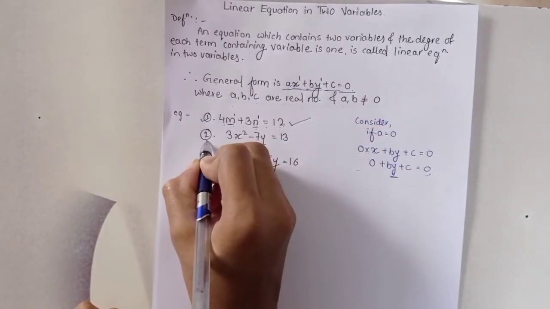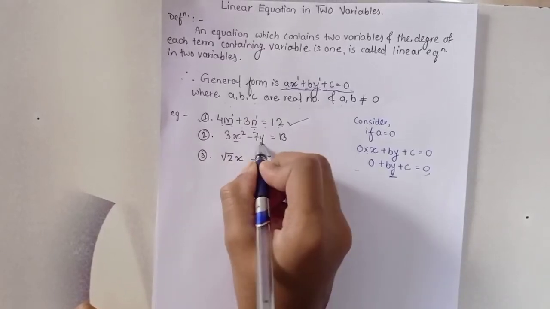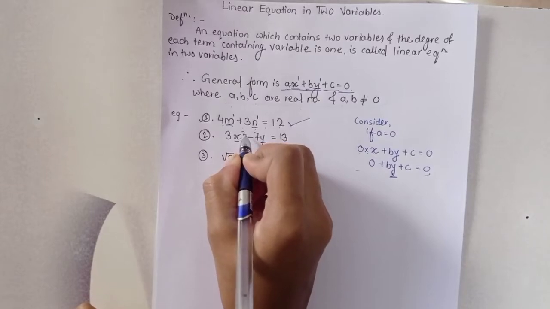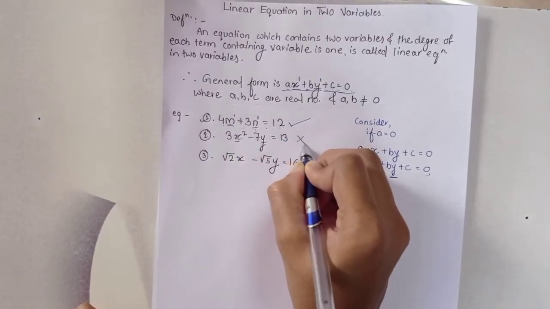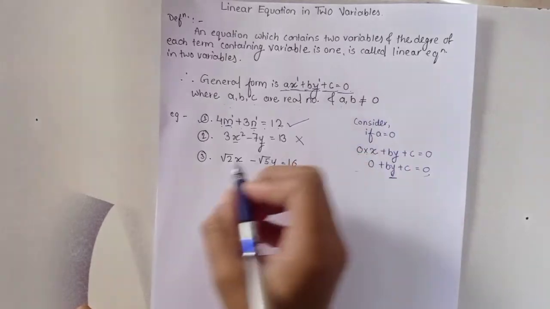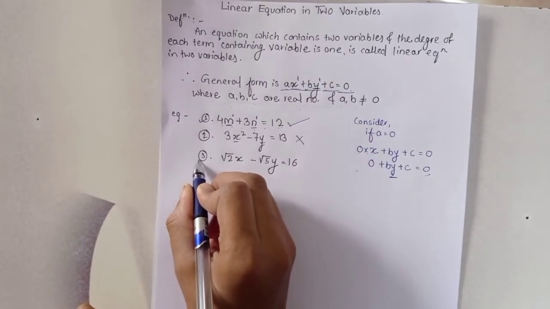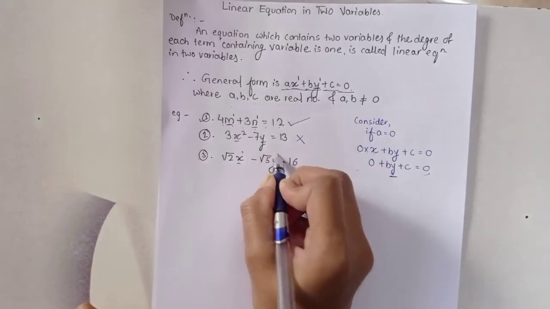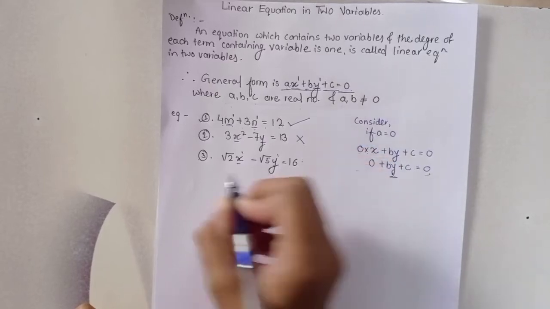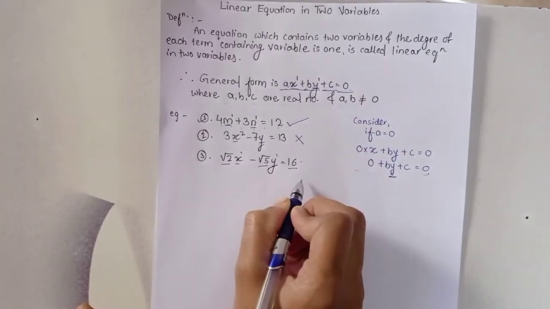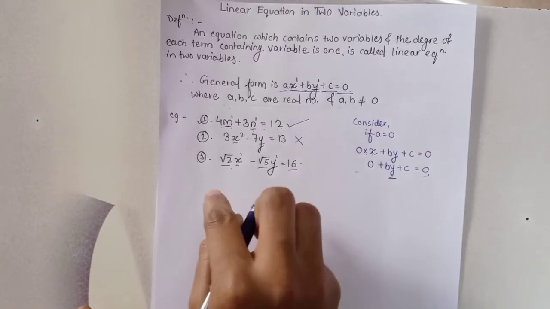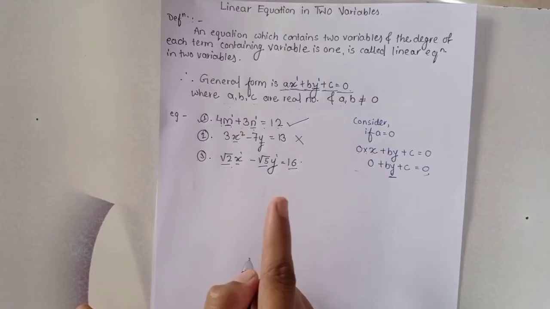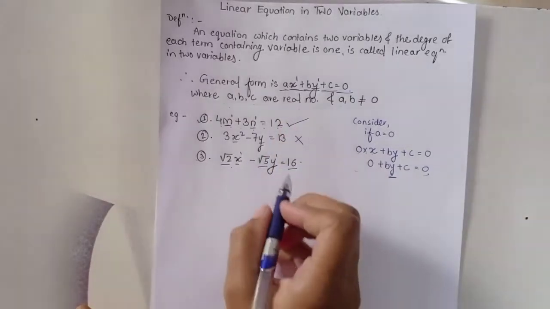Now, in example second, there are two variables x and y, but the degree of x is 2, not 1. Therefore, it is not a linear equation in two variables. And example number 3, two variables are there and their power is 1. Therefore, and a, b and c all are real numbers. We know root 2 is an irrational number, but it is a real number because real numbers mean all the rational and irrational numbers are considered in real numbers.